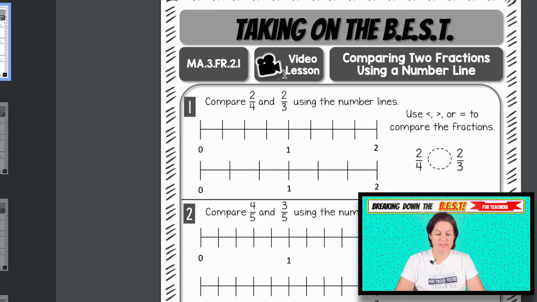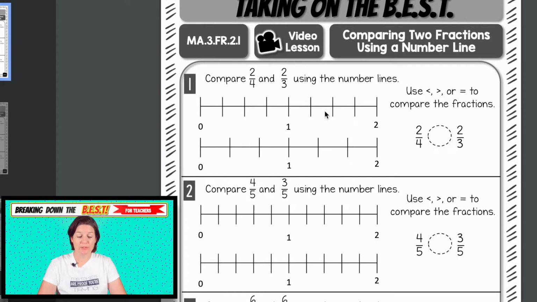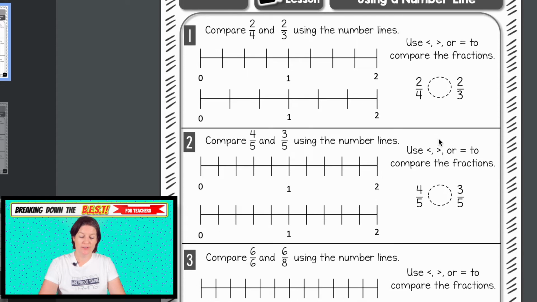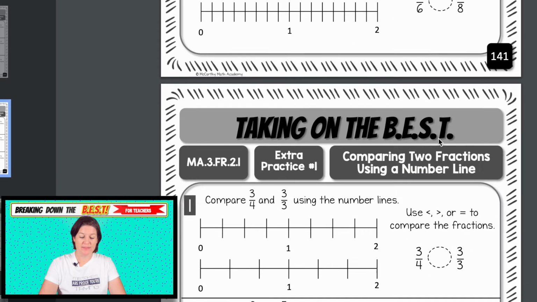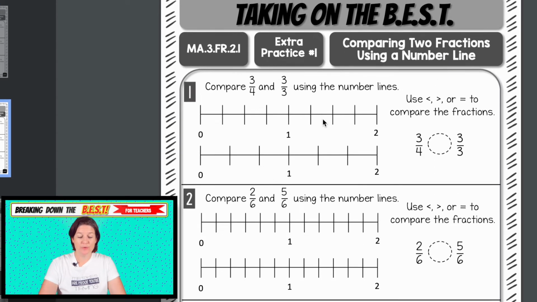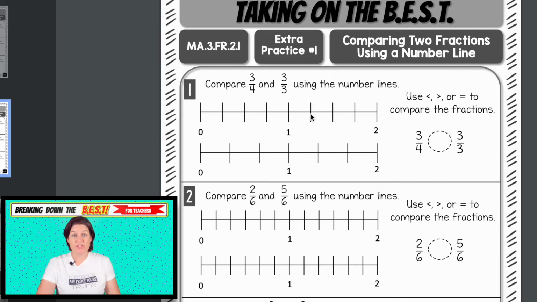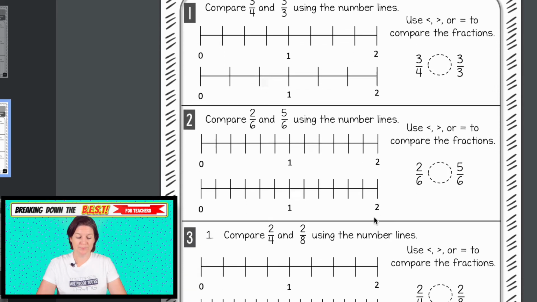So here's a video lesson. Again, we have these scaled number lines, so students should just be practicing marking where the points go. Where does 2/4 go? Where does 2/3 go? And then looking at how we can use a number line to compare over here. Same with 1, 2, and 3. And then there's an extra practice page right below that with problems that look just like what we did in the video lesson, but now students can do it on their own.